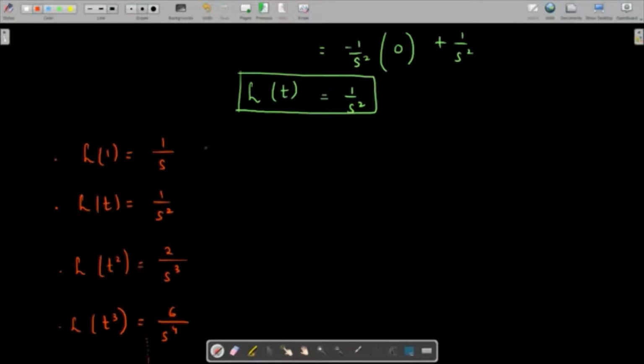So notice a pattern. This is 0 factorial over s. This is 1 factorial over s squared. This is 2 factorial over s cubed. This is 3 factorial over s raised to 4, and so on. So we don't really need to do these derivations again and again. It's always advised to learn this pattern and eventually write the direct Laplace transformation of that particular function.